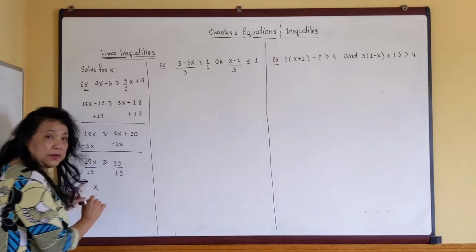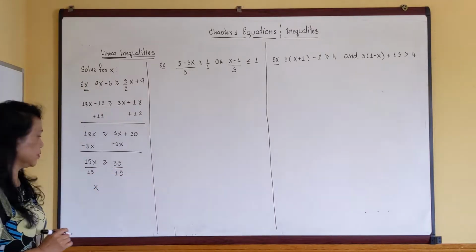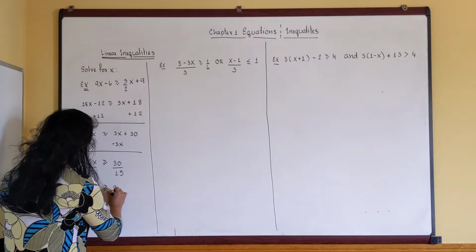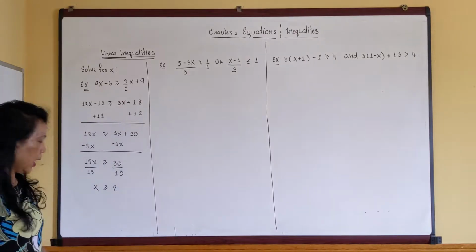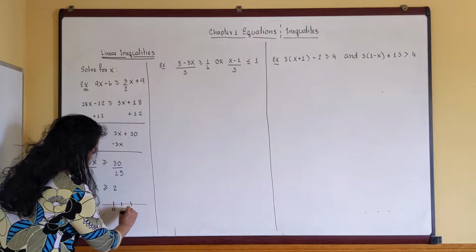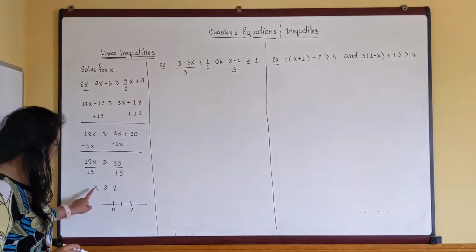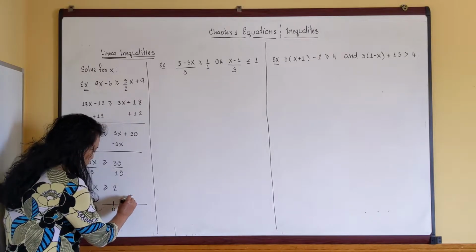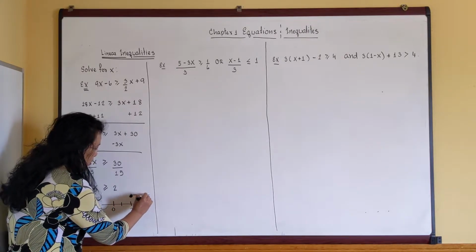So because 15 is positive, I don't have to reverse the inequality. So x is greater than or equal to 2. Now if you're going to graph this, 0 is over here, 2 is over here. X is greater than or equal to 2. So you're going to have a closed circle, and greater than means go to the right.